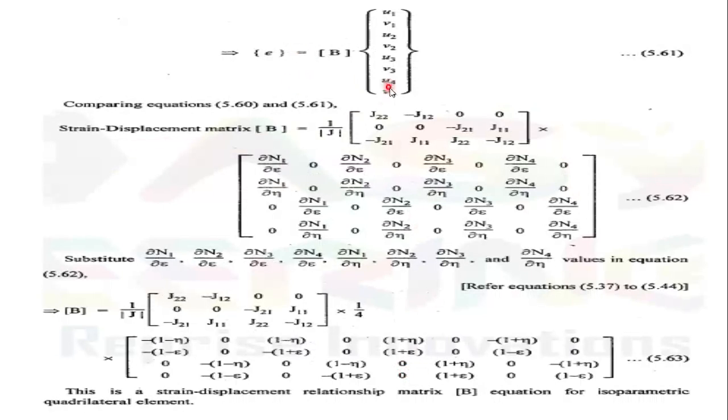So again, I'm trying to reduce the equation. ε is equal to B into u. The entire equation can be represented this way, where B is equal to 1 by mod J into this value. That is what we discussed here.